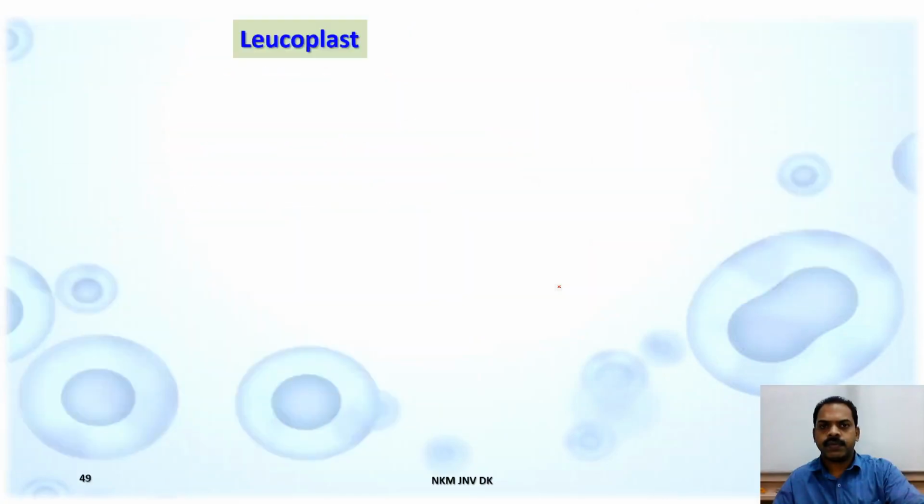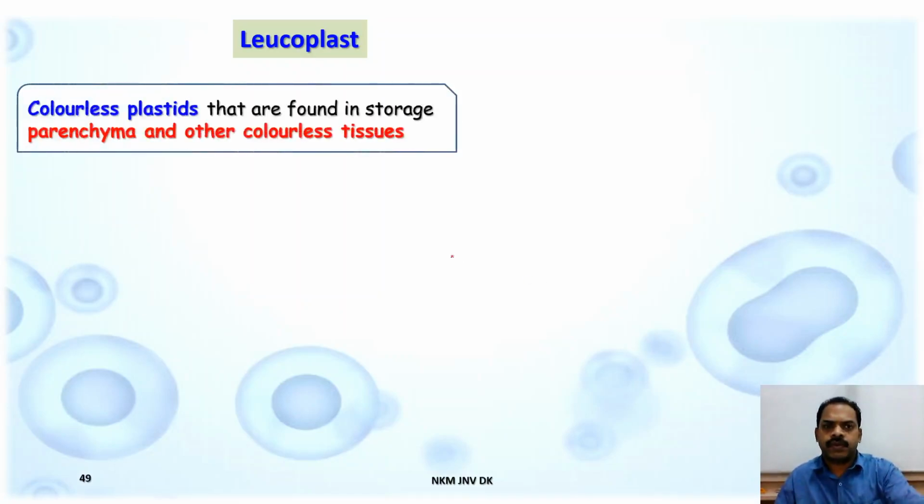Okay, now let us see the other type of plastid, called leucoplast. Leucoplast, as we said initially, is a storage plastid that is colorless. So mainly it is present in storage tissues. Which are the storage tissues of plants? That is parenchyma. It can also be seen in the pith regions, etc., where food is stored.